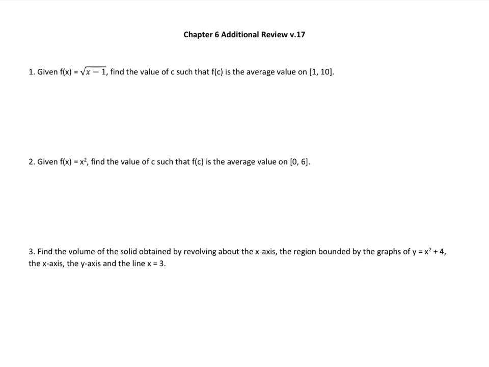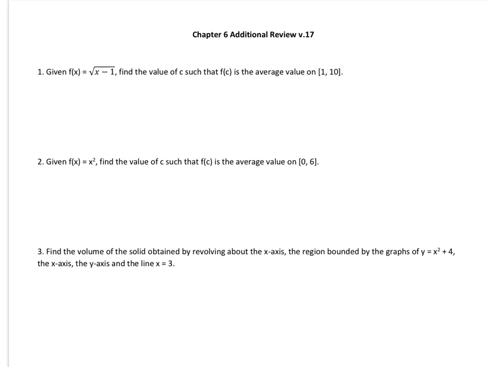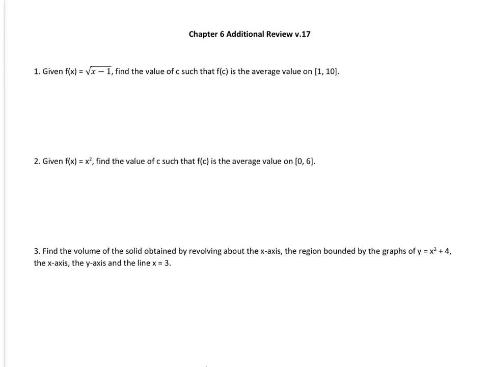On the first one, it's given that f of x equals the square root of x minus 1, and we need to find a value c such that f of c is the average value on this interval from 1 to 10. So looking at this, from 1 to 10, we have an average value function that we have to find, but we have to find this value of c on our average value function. So let's go ahead and set this up.